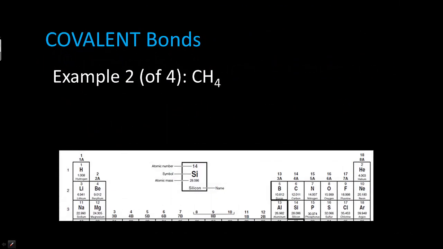All right, now let's do CH4. First step, we are going to write the Lewis structure for each atom. So carbon is right here. It has 4 valence shell electrons. Hydrogen is right here. It has 1 valence shell electron, and there are 4 hydrogens.